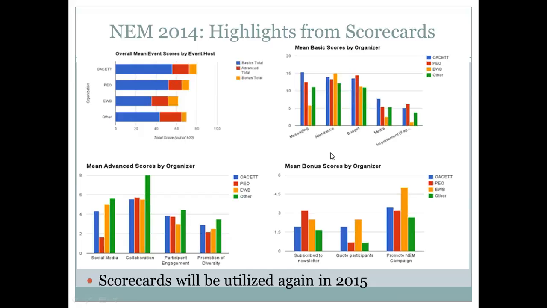So there was another tool that we gave for the first time in NEM 2014, and here are some highlights from the scorecards. Instead of the post-event report, we had you score yourselves on how well you think you did in some basic and advanced elements, as well as some bonus elements. We've broken them down here by OSET, PEO, EWB, and other. We probably need to break other into a couple of its own categories.